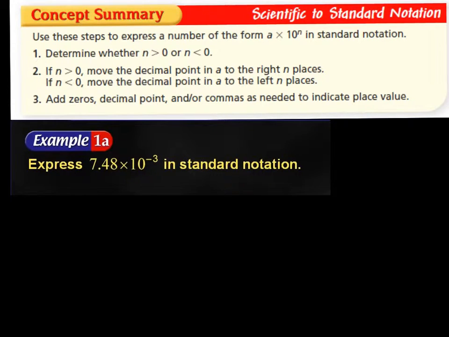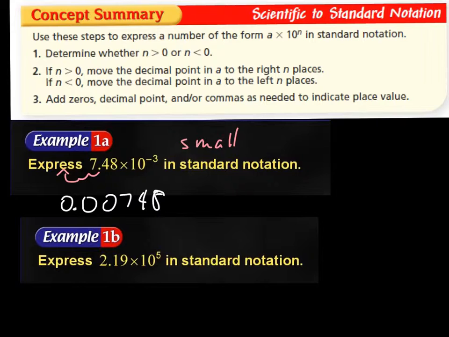So this is 10 to the negative third, so that is going to be a small number. So I'm going to have to move my decimal 3 places to the left here, and we're going from scientific to standard. So that means I need 2 zeros in front of my 7. And that's our answer, 0.00748.